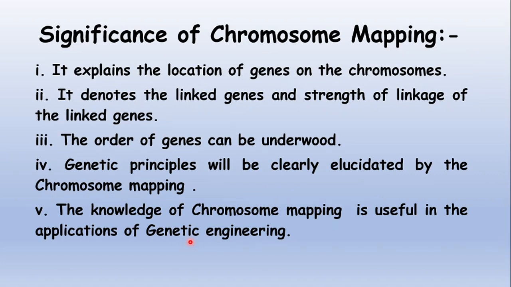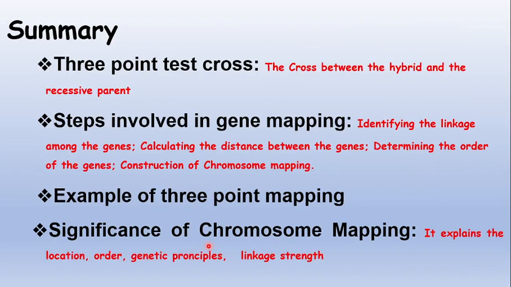Coming to the significance of chromosome mapping, it explains the location of genes on the chromosome, and it denotes the linked genes and the strength of linkage of the linked genes. The order of genes can be understood, and genetic principles will be clearly elucidated by chromosome mapping. The knowledge of chromosome mapping is useful in the application of genetic engineering.